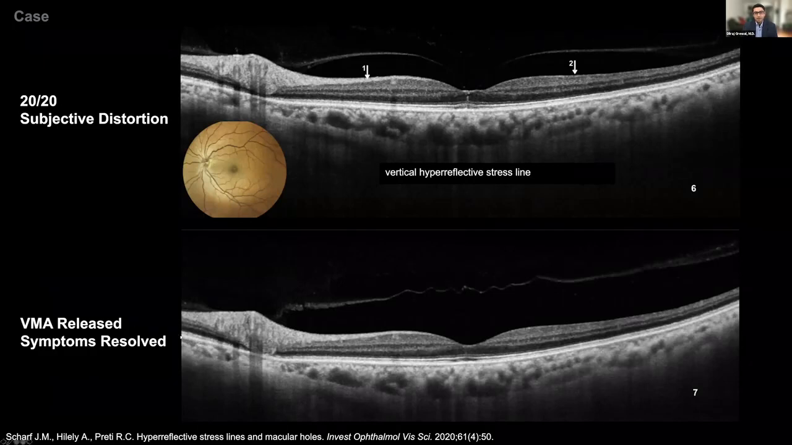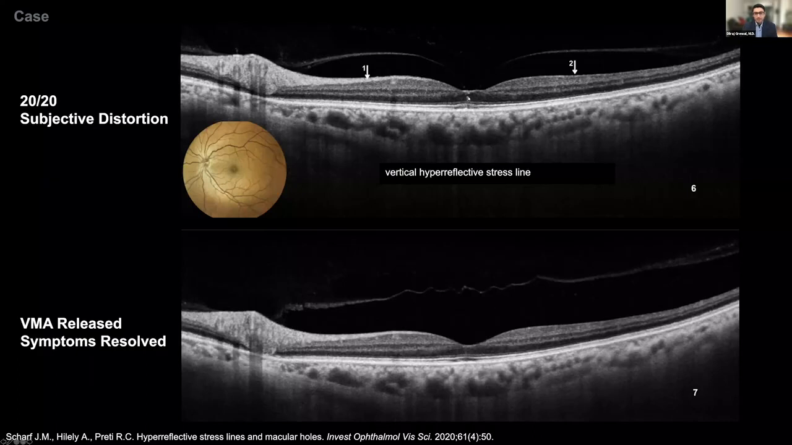So just starting off with a case here, this is a 61-year-old male, otherwise healthy, no prior ocular history, who comes in complaining of subjective distortion in his left eye. His visual acuity is 20/20, but if you pay attention, even though the fundus examination is unremarkable, on his OCT, you'll note that there is vitreomacular adhesion with the hyaloid attached to the optic nerve and the fovea. And then right underneath, there is this hyperreflective stress line that's oriented vertically.